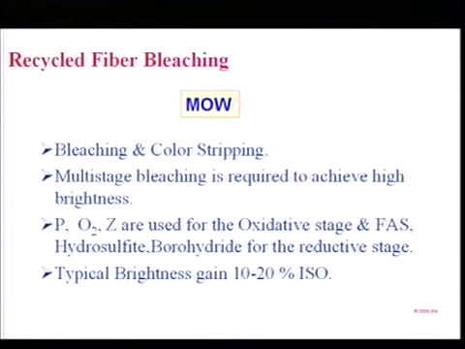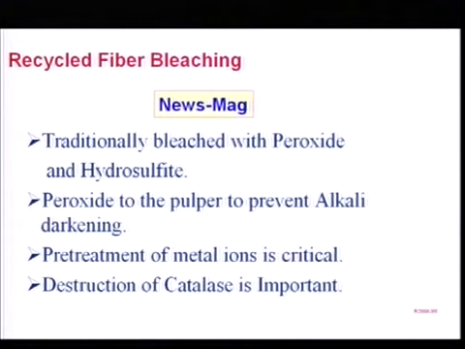Typical brightness gain, you can get as high as 10 to 20 points. It depends upon amount of dye. If you have only pink color present in the system, you can get as high as 20 points gain in brightness, just removing that dye, making that white bright paper. In the case of news magazine, you have more mechanical fiber coming in, less dyes. Some yellow color fiber, telephone directory is there. These are traditionally bleached with peroxide in the pulper and hydrosulfide at the end.